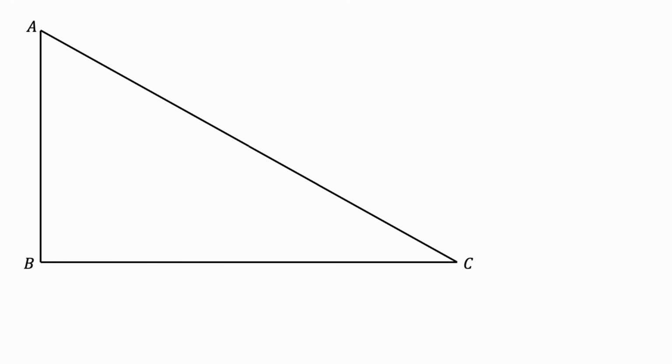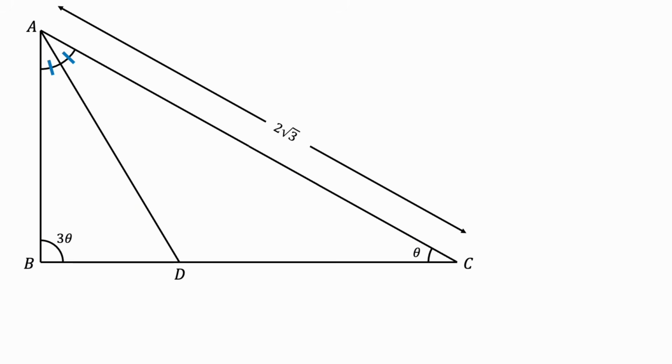In this video, we want to solve the following problem. In triangle ABC, angle ABC equals 3 theta and angle BCA equals theta. Point D lies on BC such that AD bisects angle CAB. Given that AC equals 2 square root 3, BD equals 1, and DC equals x, the goal is to find x. And now for the solution.